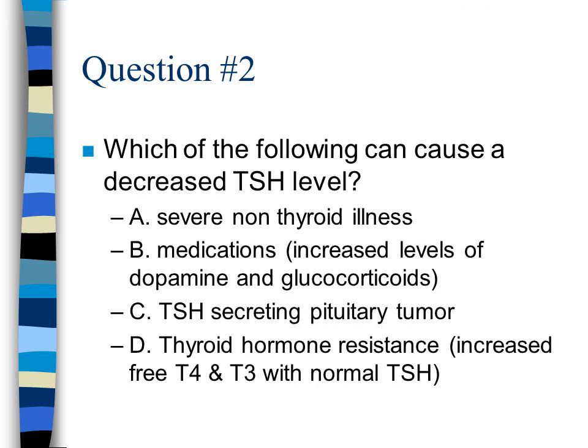Question number 2. Which of the following can cause a decreased TSH level? A. Severe non-thyroid illness. B. Medications, increased levels of dopamine and glucocorticoids. C. TSH secreting pituitary tumor. D. Thyroid hormone resistance, increased free T4 and T3 with normal TSH.